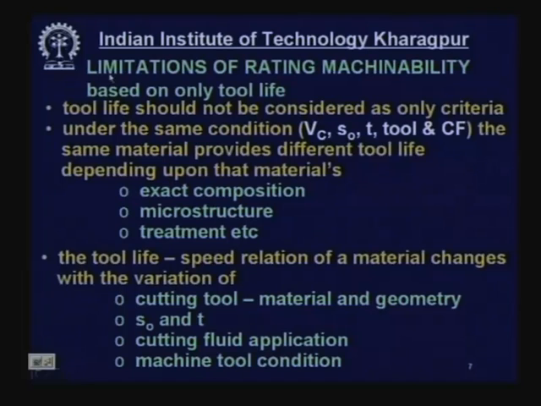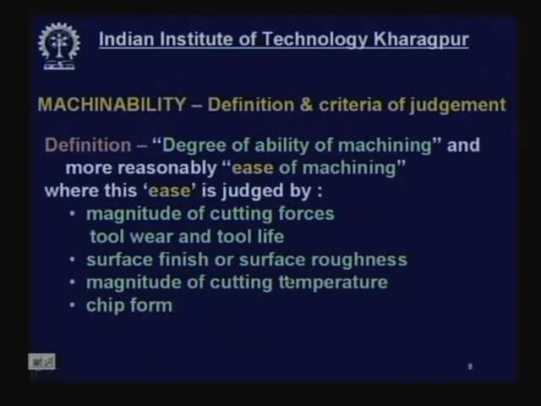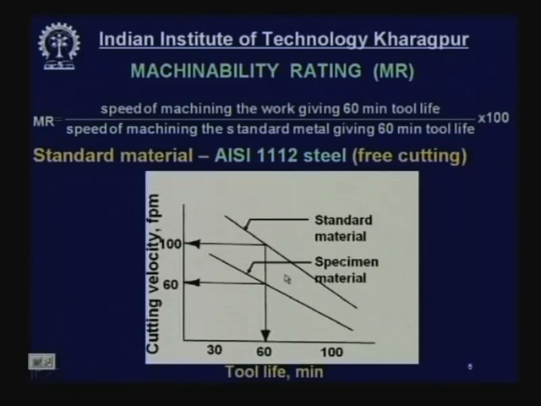But this is a very crude method. This was done earlier, it was accepted also in some industries for some time, but nowadays it is not accepted because it has a lot of limitations, a lot of drawbacks. What are those? Limitations of rating machinability based on only tool life. In the previous diagram you have seen that it is done with respect to tool life only, that is 60 minutes given by 100 feet per minute and 60 feet per minute.